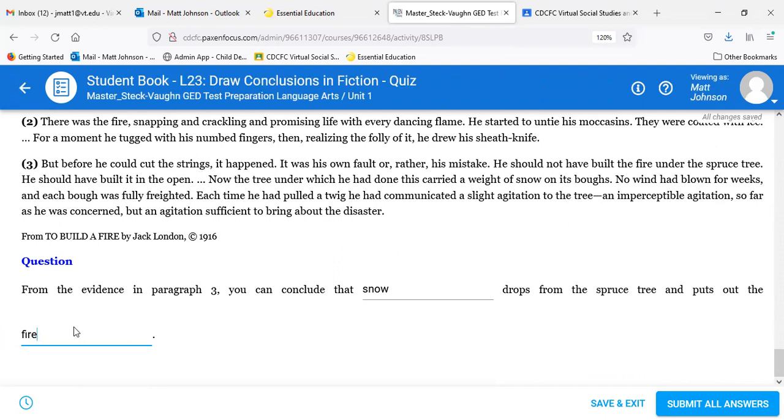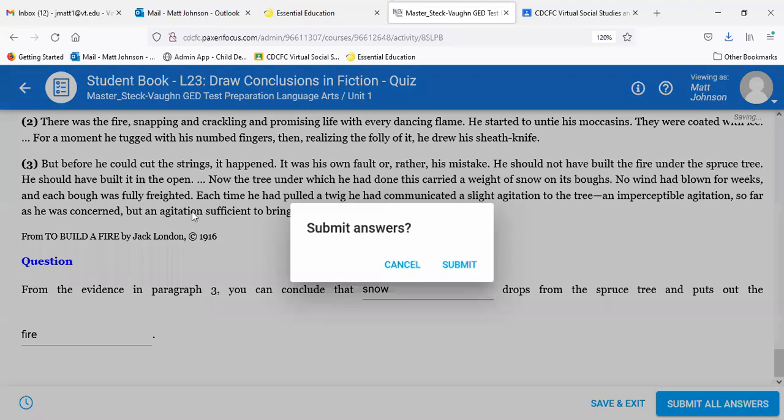Those are very obvious conclusions you can draw, right? He needed to make a fire to stay warm, particularly his feet, because he's taking his moccasins off. He needs to warm up his feet because there's frozen ice on his shoes. And then at the end, he realizes he made a mistake in where he built the fire because it's under a tree that's heavy with snow. So the conclusion you could draw is he's just waiting for that snow to fall, put his fire out, and put him in a really bad situation of suffering from hypothermia. So snow and fire for number 4.